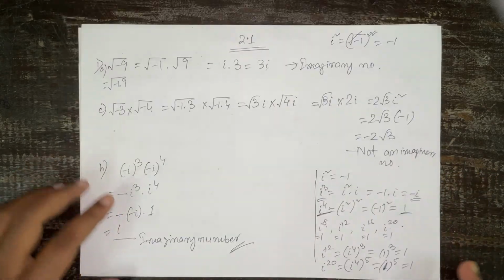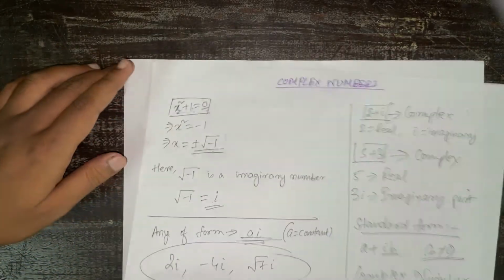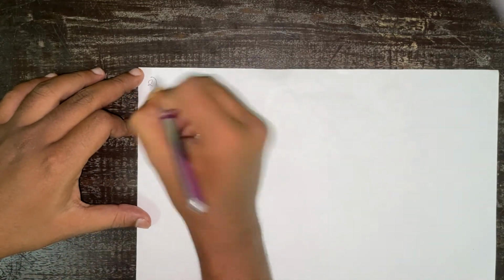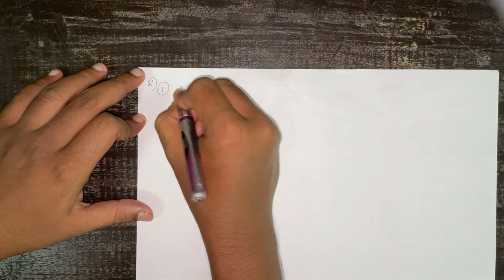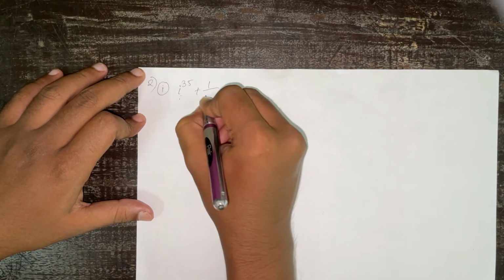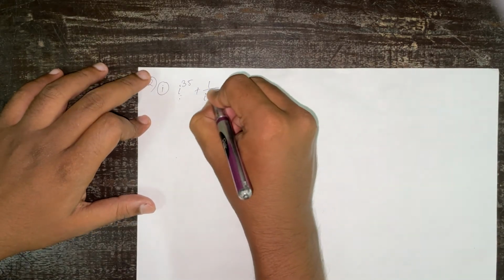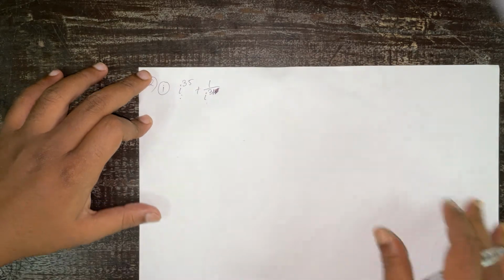Okay? Chalo, so let's move on to the next one. This part is done. Let's move on to question number 2. What do we get in question number 2? We have to simplify. So let's start with number 1: i to the power 35 plus 1 by i to the power 31. Sorry, this is 31. So how do we do it?